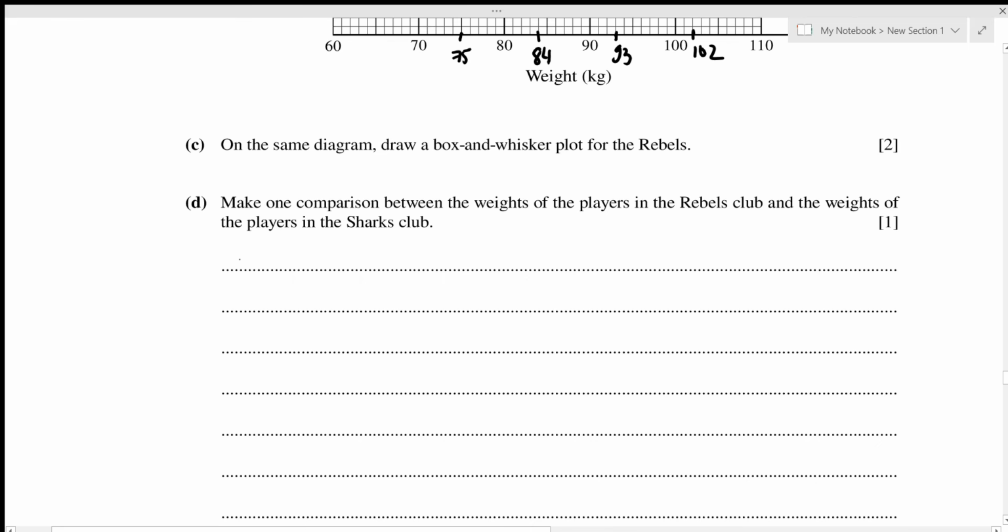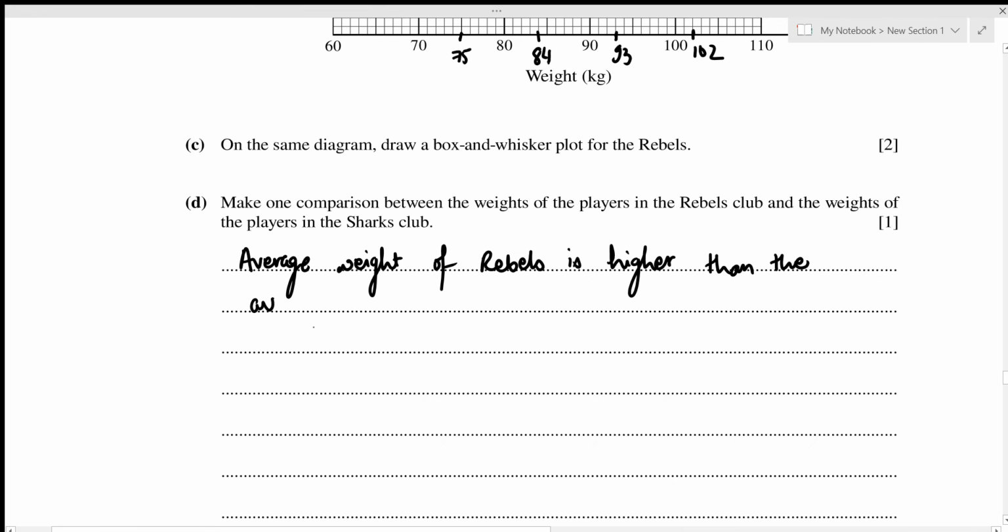This is just going to be the average weight of Rebels is higher than the average weight of the Sharks. This concludes the 6th question. Let's move on to the 7th one.